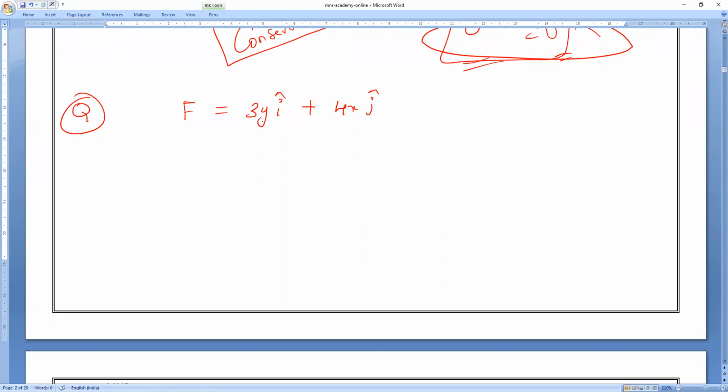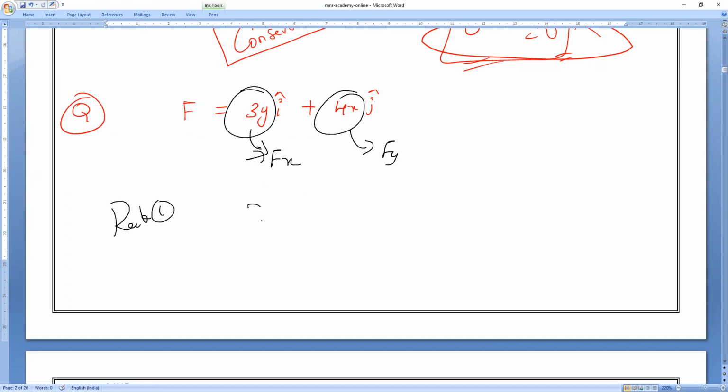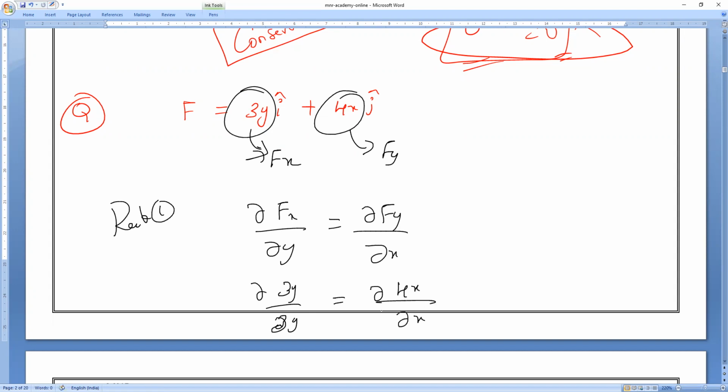Very simple it is. So this is the Fx value and this is the Fy value. If you just prove it, you can write the answer. Rule number 1 is sufficient to prove that. That is, ∂Fx/∂y equals ∂Fy/∂x. So ∂Fx/∂y is 3y differentiated with respect to y, and ∂Fy/∂x is 4x differentiated with respect to x.